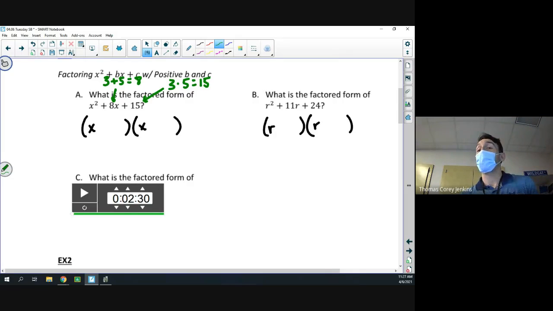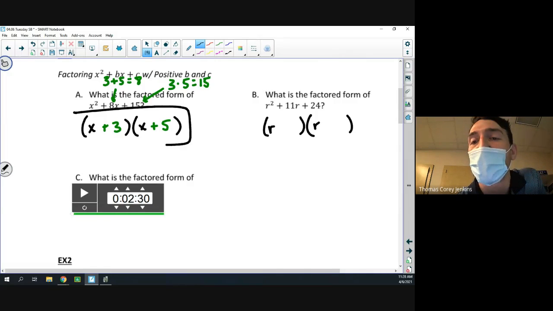So 3 plus 5 is 8. 3 times 5 is 15. So 3 and 5 are our winning pair. So how that shows up in the rest of our answer is like this. We just do x plus 3 and x plus 5. So that ends up being our final answer.